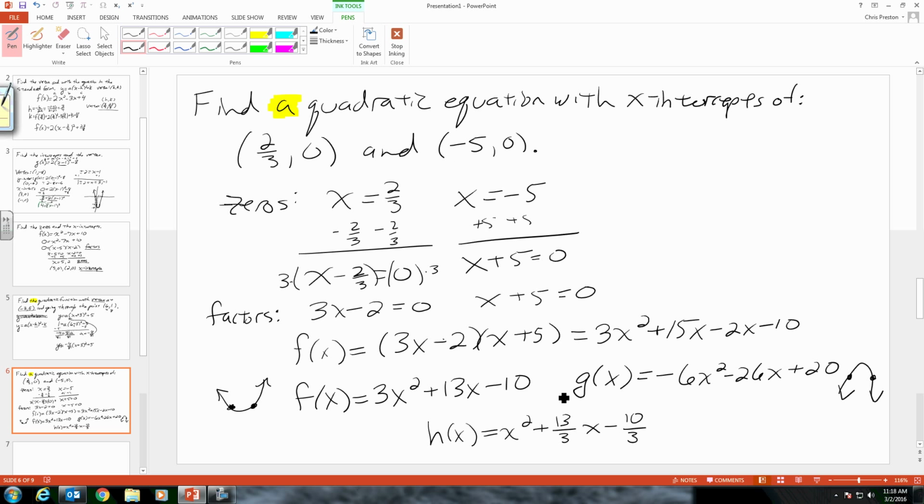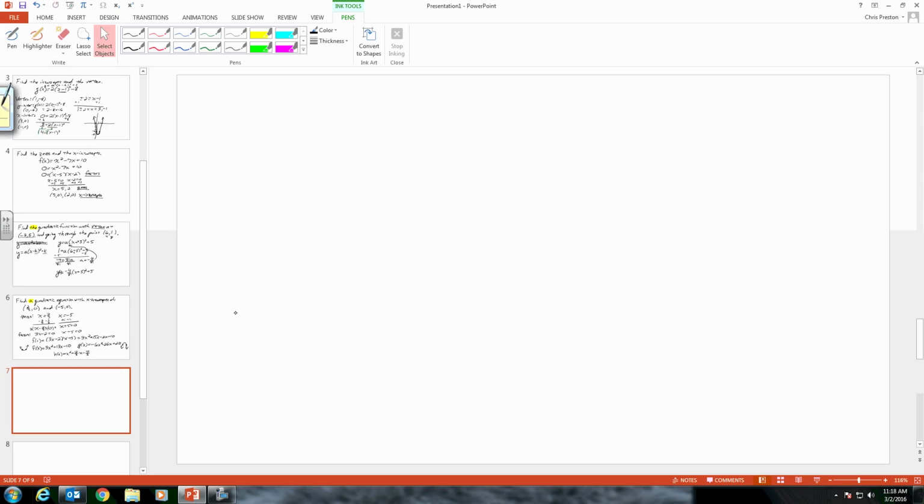In order to find which function you really wanted, you would need a third point to find some kind of multiplier you're using for everything. All right. Last thing, let's look at using quadratics to solve maximum and minimum problems.